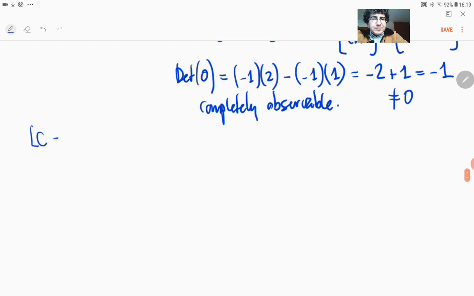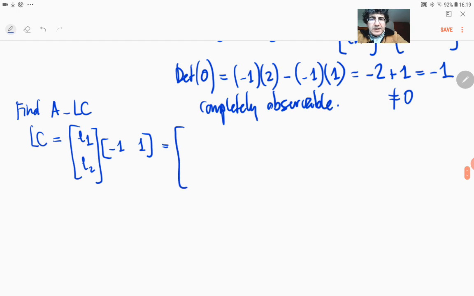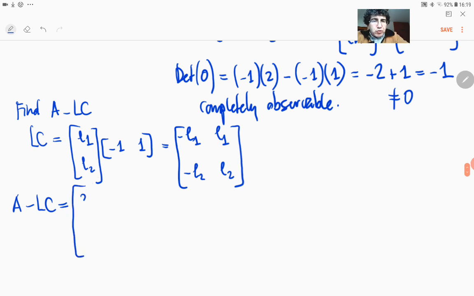So what is LC? In order to construct the observer, we need to find A minus LC. So LC is equal to, again, L1 and L2 are unknown parameters, times minus 1 and 1, which is the C matrix. So this gives me minus L1, L1, minus L2, L2. So you see that L1 and L2 occupy the entire square matrix in this case. So A minus LC becomes 2 plus L1, 1 minus L1, 1 plus L2, and 3 minus L2.